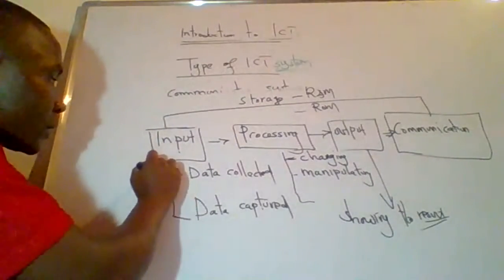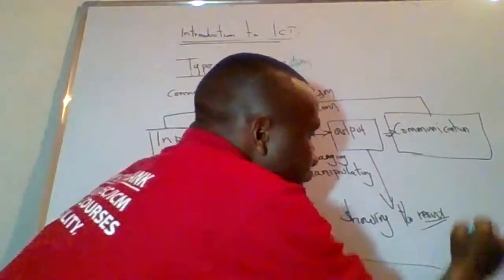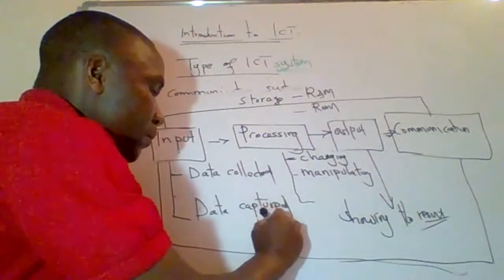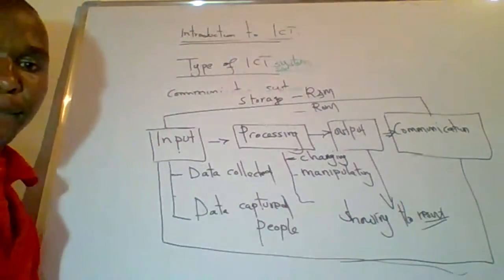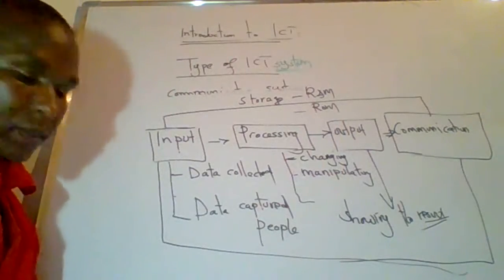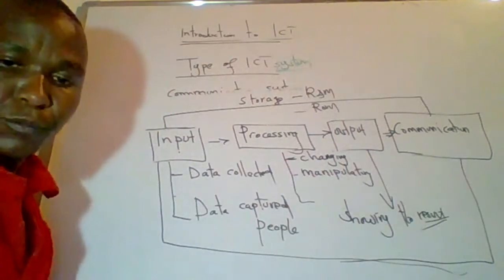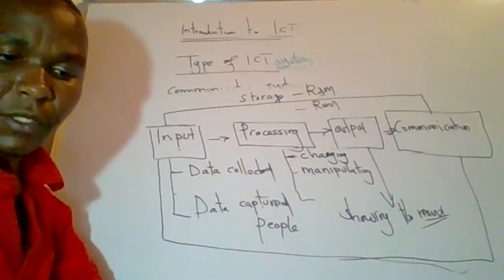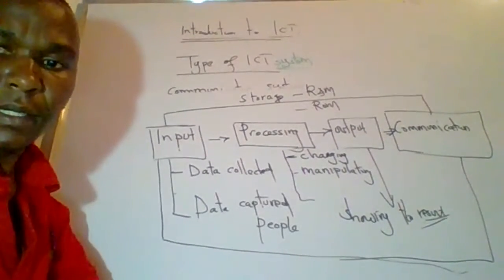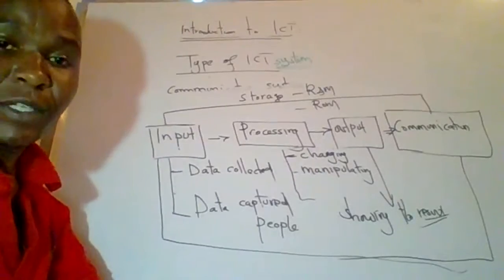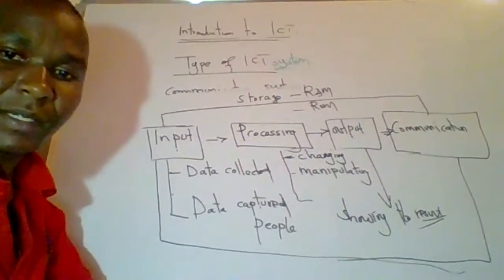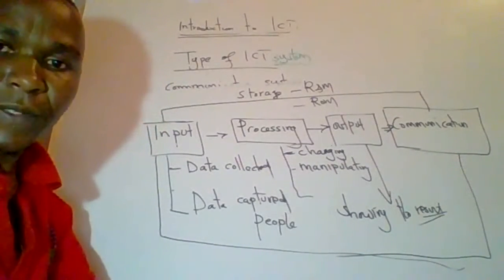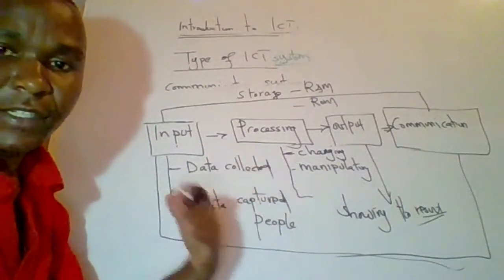Alafu hapa chini you put another cycle hapa chini na uniandike people. So hiyo ni ICT diagram. So utaulizwa, that question has been asked several times. Using a diagram, illustrate those ones.